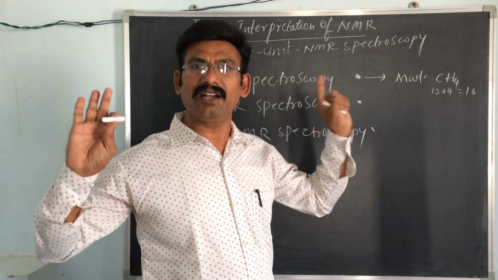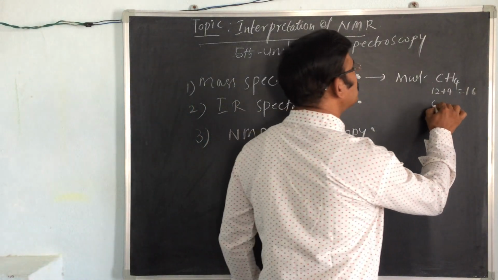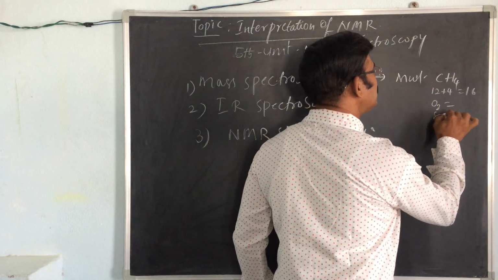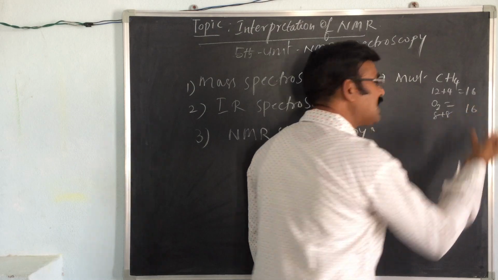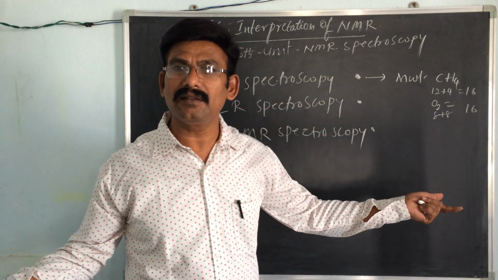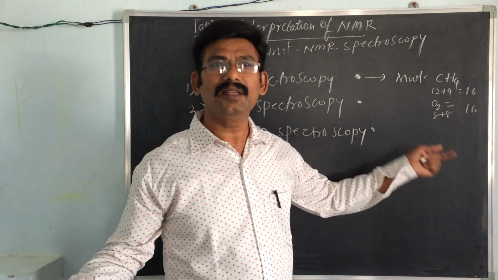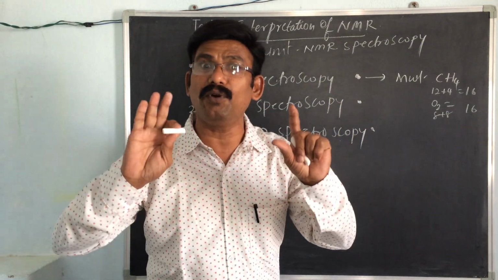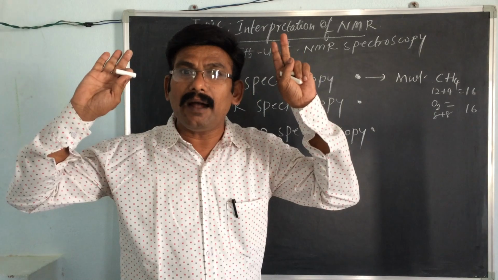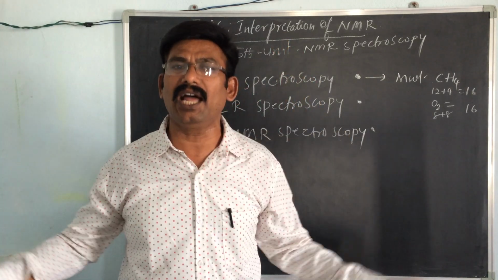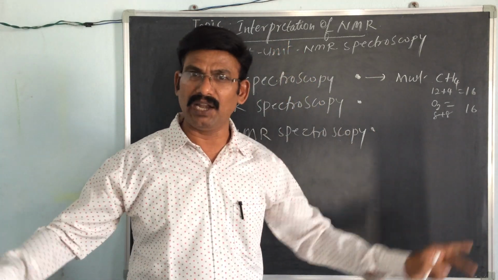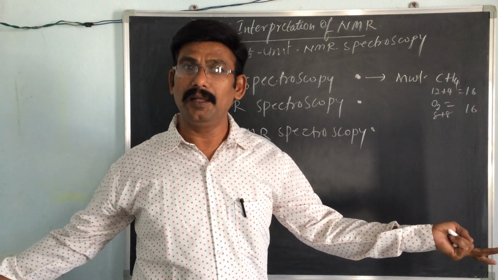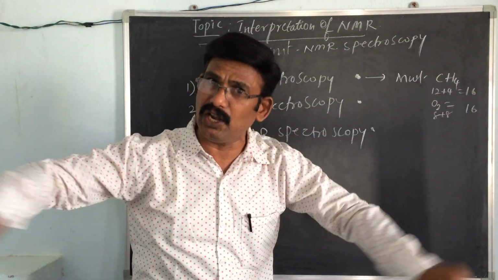Mass means molecular weight confirmation. For example, oxygen, 8 plus 8, 16. It is also 16. But mass cannot give the complete structure. Its duty is only to know the molecular weight. That's it. Different types of molecules, but some of the compounds have the same molecular weights.